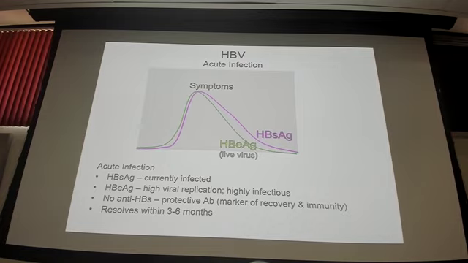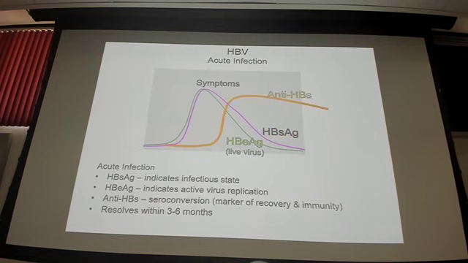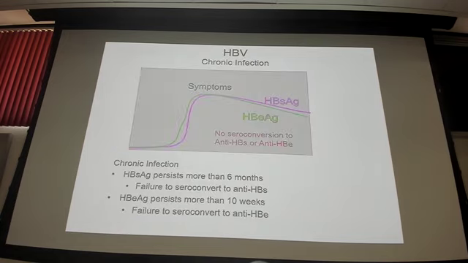When you clear the virus, you'll see those antibody titers increase, and then you should see a diminishment of the surface antigen. With chronic infections, you simply do not seroconvert. So you continue to detect antigen, but you will not see the antibody for those chronic infections.